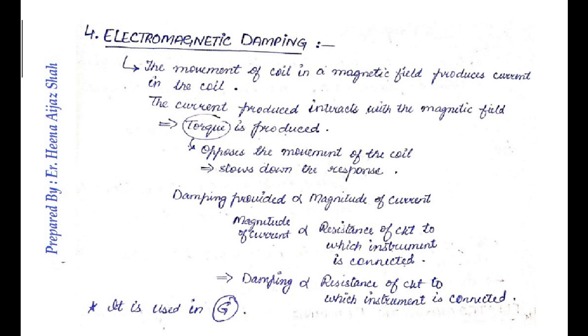Now coming to the final method of damping, that is electromagnetic damping. This electromagnetic damping uses the same concept as was used in eddy current damping, that the movement of a coil in the magnetic field will produce current in the coil. Then that current will produce some torque, and that torque will be used to provide the necessary damping. Here, the damping provided is directly proportional to the magnitude of current, and current is directly proportional to the resistance of the circuit to which the instrument is connected. Hence, electromagnetic damping is directly proportional to the resistance of the circuit to which the instrument is connected. This electromagnetic damping is used in galvanometers.